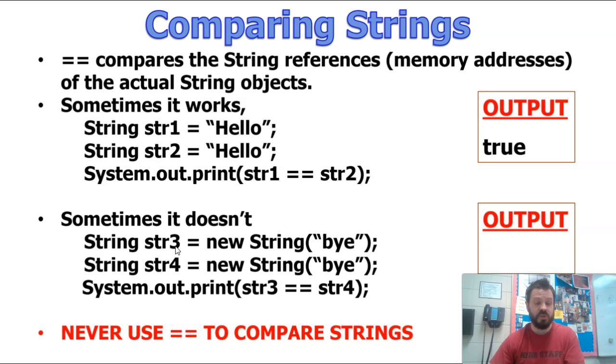If I go String str3 = new String("hi"), so calling the string constructor, and String str4 = new String("hi"), and I compare these, it evaluates to false. So the big thing here is that this equals operator doesn't always work the way we'd think it would. It doesn't always compare the actual characters in those strings. That's why you should never compare strings with the equals operator. You should always use the dot equals method.